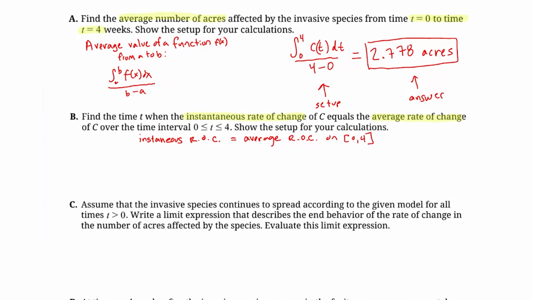So the instantaneous rate of change, that's just the derivative of c at some time. So I'm just going to say c prime t. We want that to be equal to the average rate of change on the interval 0 to 4.